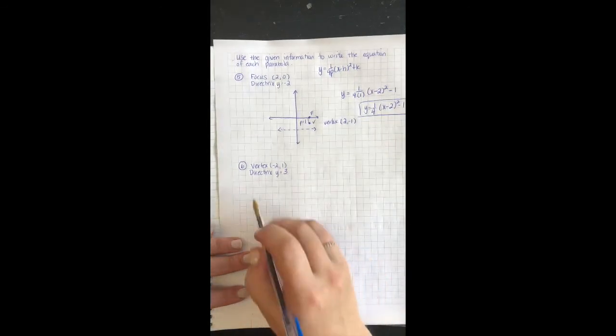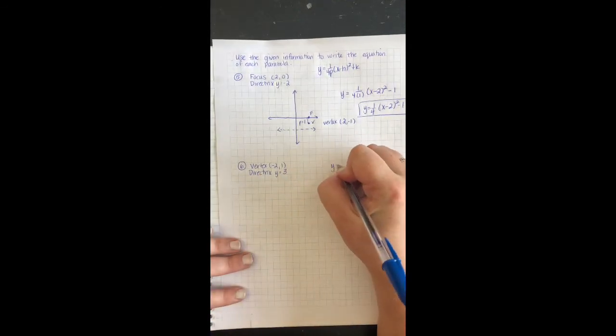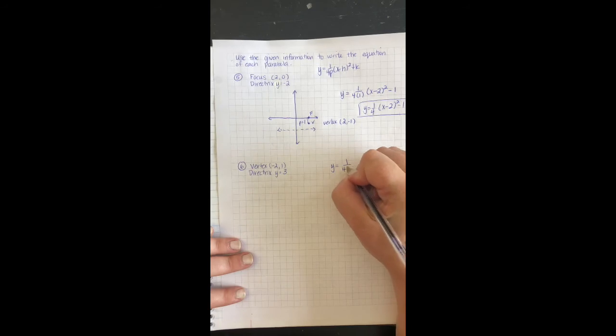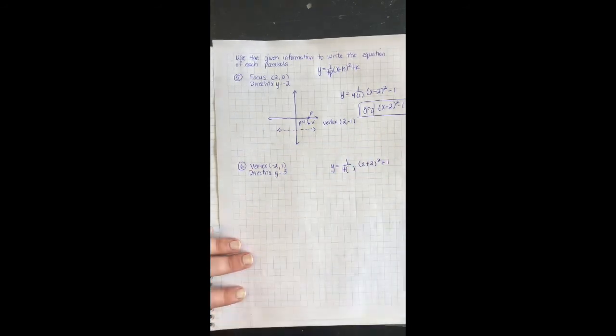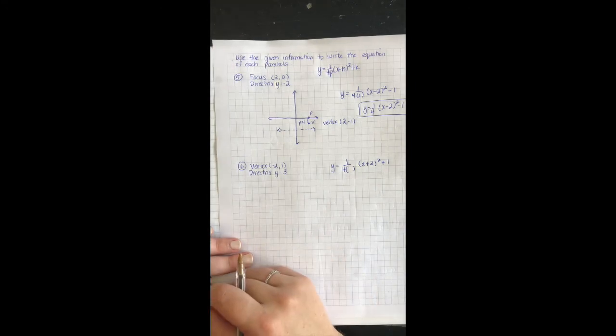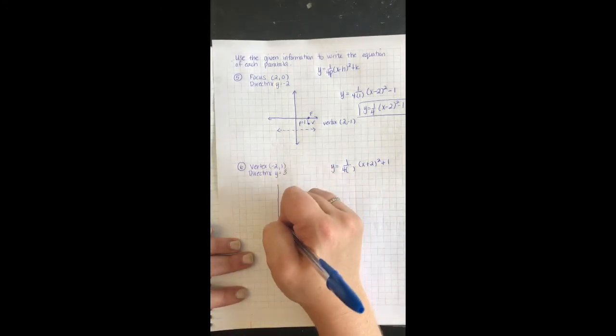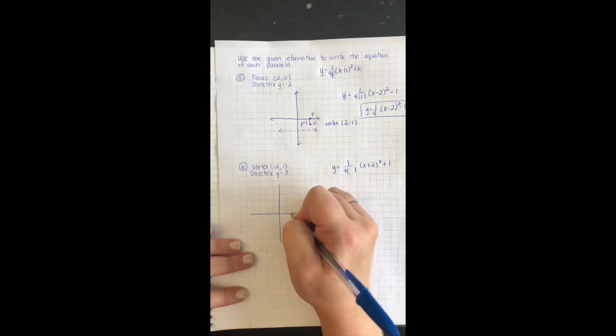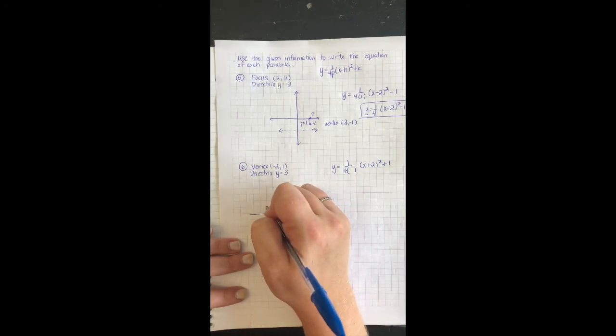All right, the last one. I have the vertex, so I can actually already start the equation. y equals 1 over 4 times something, x plus 2 squared plus 1. The thing is, I have to figure out what's the p-value, so I'm still going to sketch it out. So my vertex is at -2, 1.